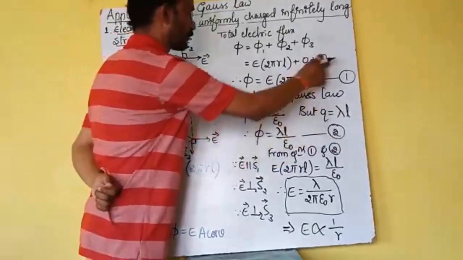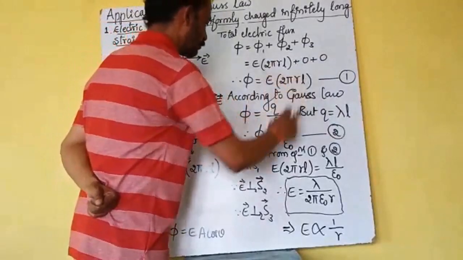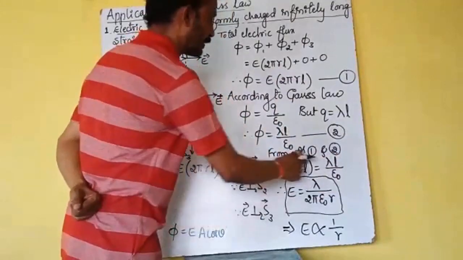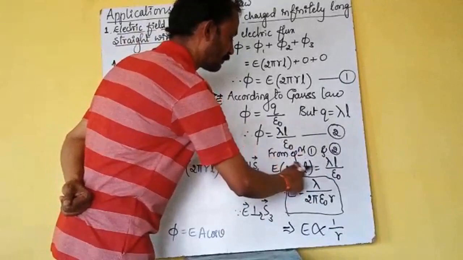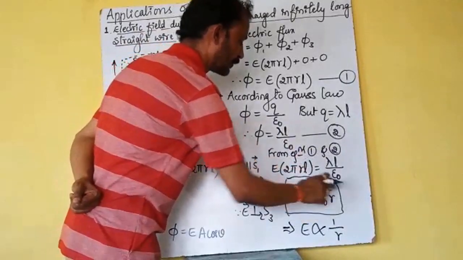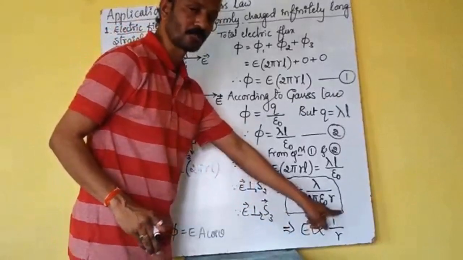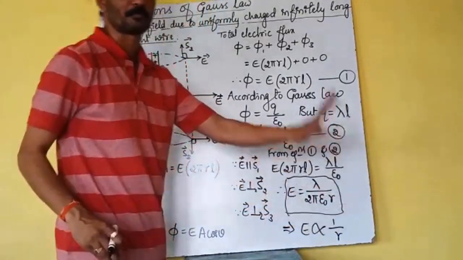Then comparing, or equating, equations 1 and 2: E into 2 pi R L is equal to lambda L divided by epsilon naught. L gets cancelled. Therefore E is equal to lambda divided by 2 pi epsilon naught into R. This implies that E is proportional to 1 by R. That is, electric field is inversely proportional to the distance.